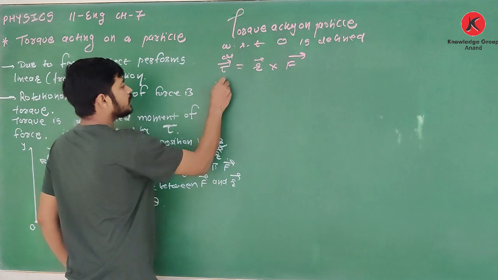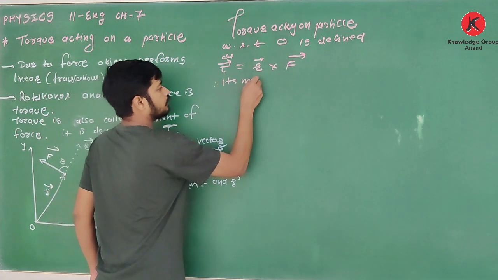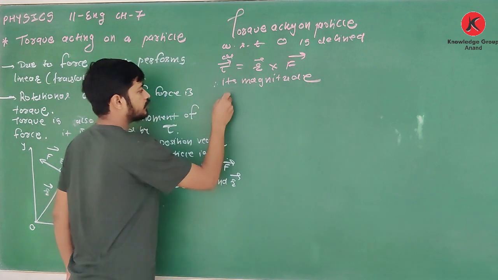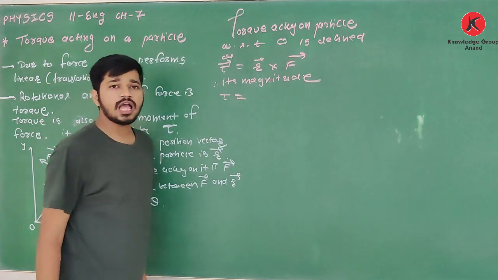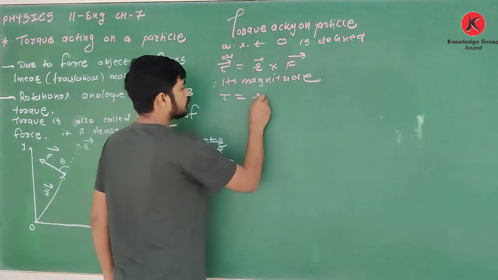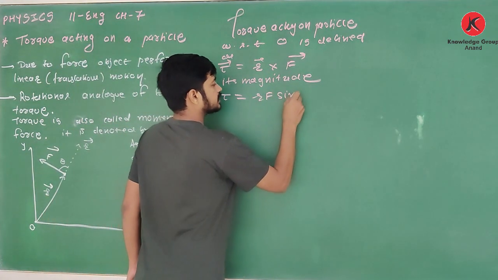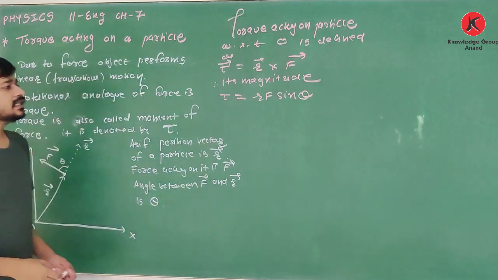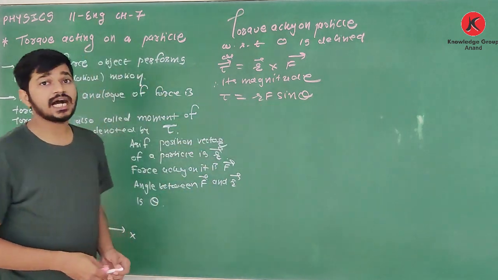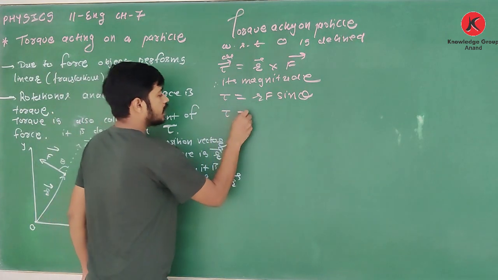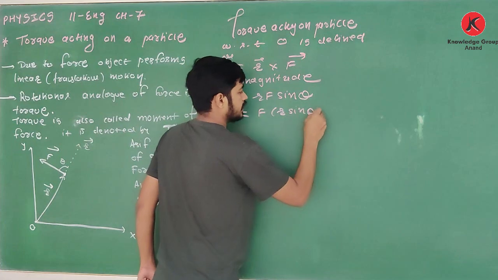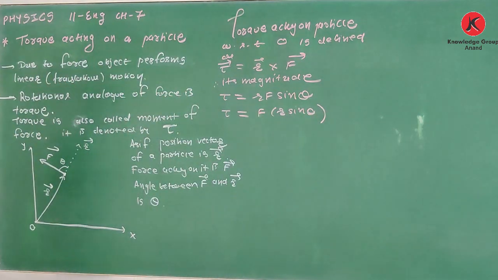Now its magnitude. How to write its magnitude? You know A cross B is equal to AB sine theta. So r cross F is equal to rF sine theta. I can also write this equation as tau is equal to F r sine theta.